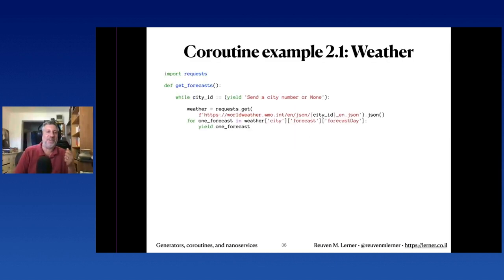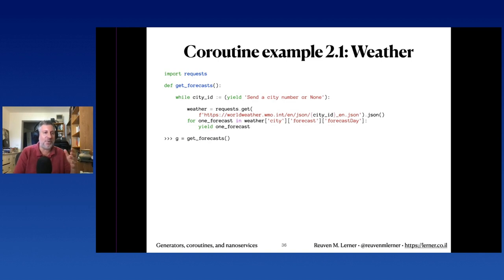So let's rewrite this a little bit. I'm now going to rewrite the same function. It's still going to be a generator function, but no longer am I going to pass the city ID as an argument. It's not going to be captured by a parameter. Rather, on that first line there, I'm going to say while city_id := yield, send a city number or None. So if the person sends None, then, well, the coroutine exits. But if someone sends a city number based on the numbers of the World Meteorological Organization, we should be fine.